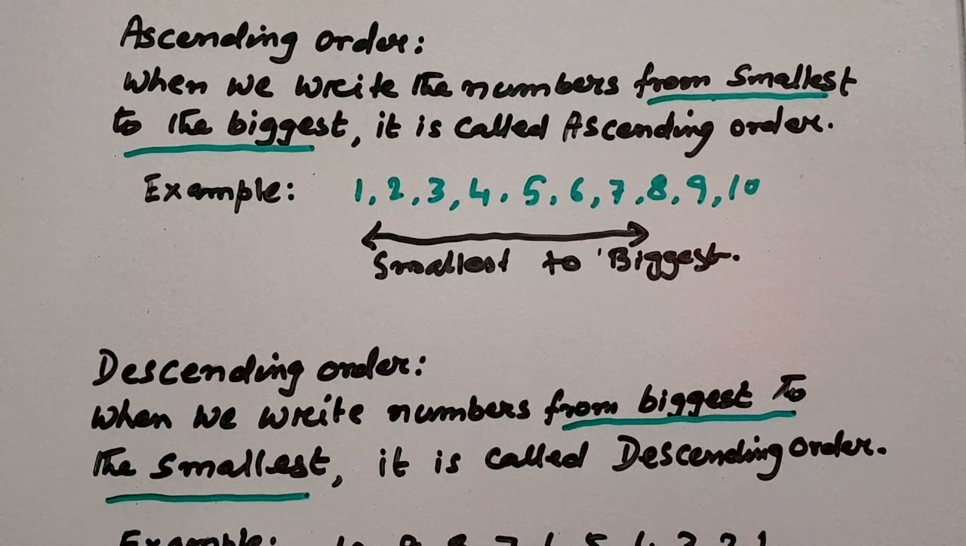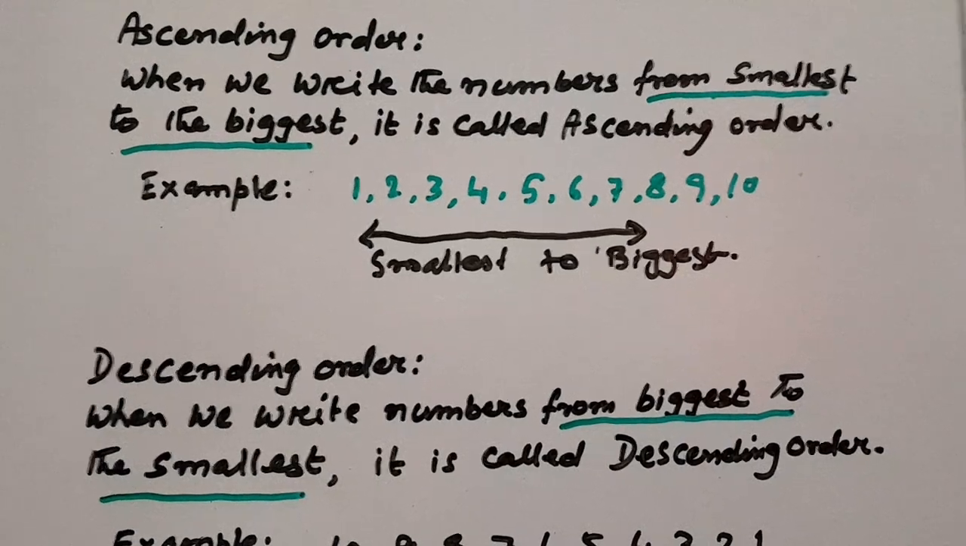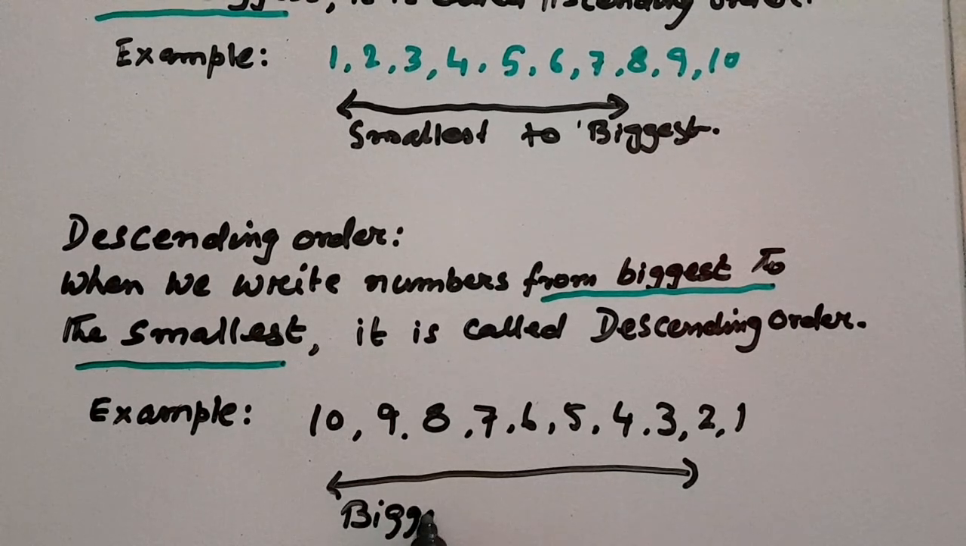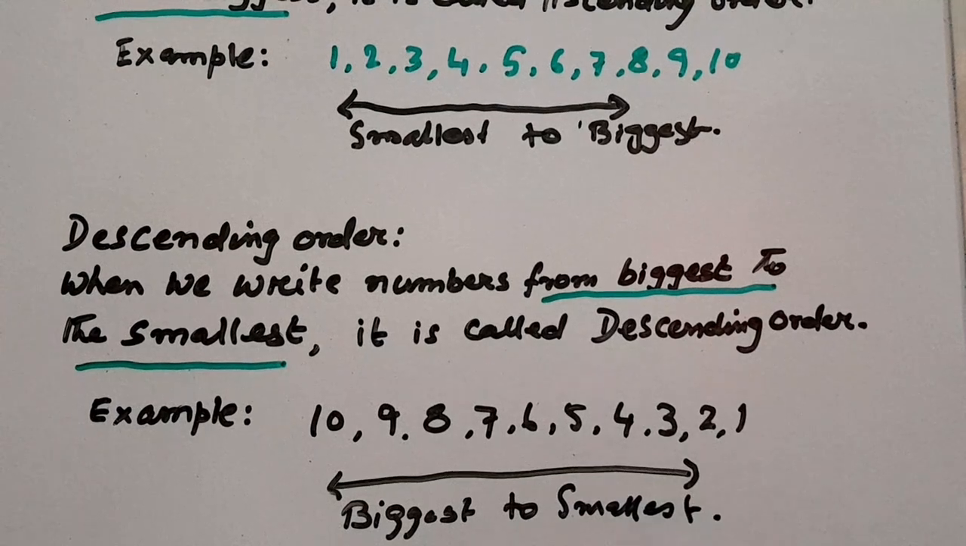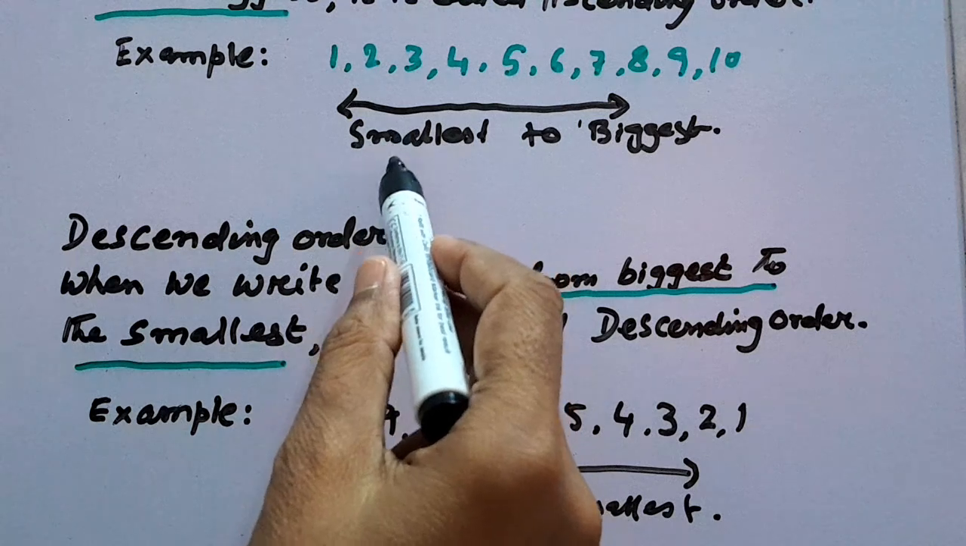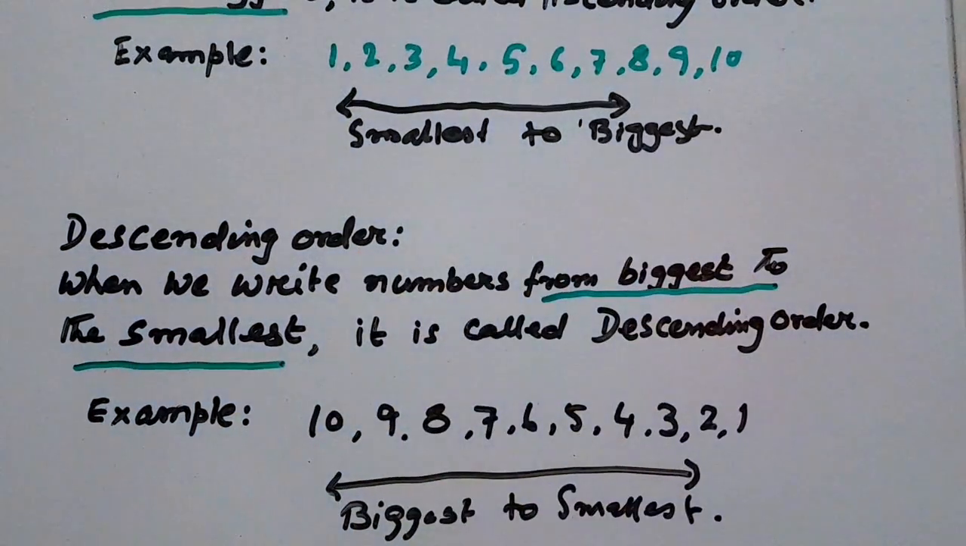So these numbers are in descending order because numbers are written from biggest to smallest. So in case of ascending order, numbers are written from smallest to biggest. In case of descending order, numbers are written from biggest to smallest. So this is the difference.